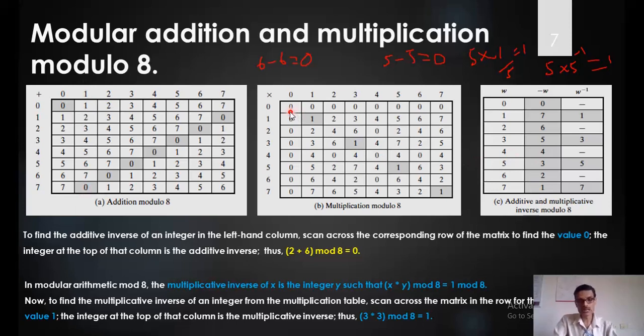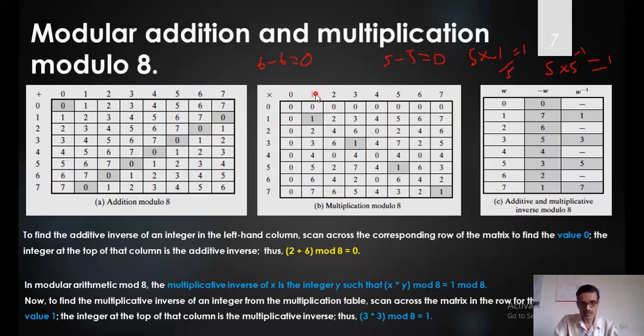What about multiplicative inverse? We should get the answer equal to 1, right? So we just have to check where the 1 is. Just see the difference here. When you are finding a multiplicative inverse, not all the numbers have a multiplicative inverse. Okay, for 0 there is no 1 at all.